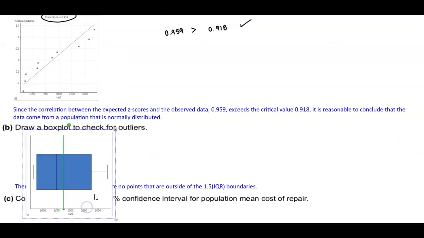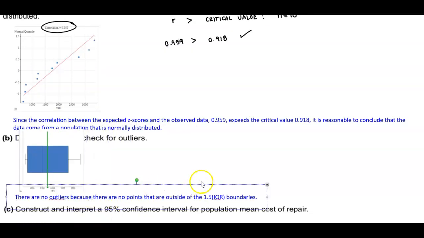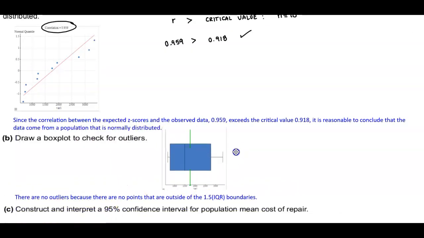Okay, so do we verify any outliers here in our box plot? Well, we don't see any outliers at all for this box plot. And so therefore, there are no outliers because there are no points that are outside of the 1.5 IQR boundaries.